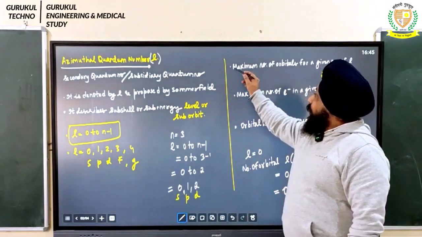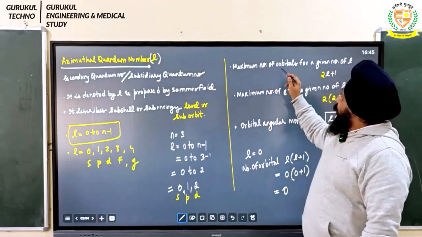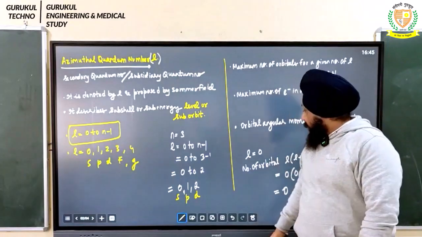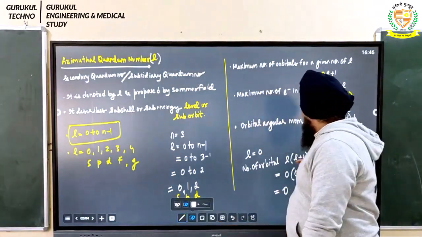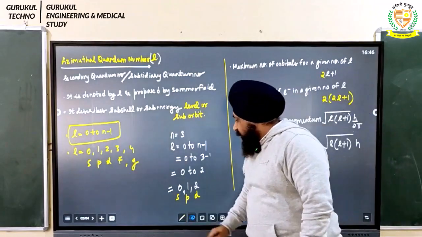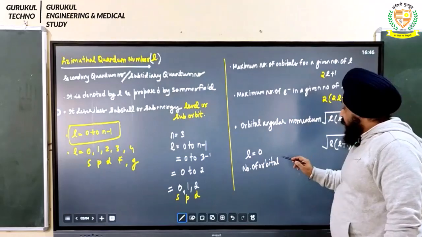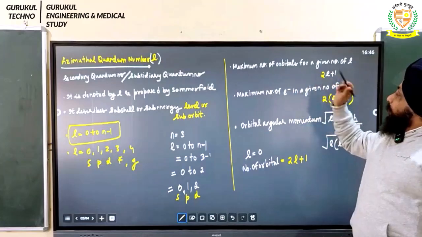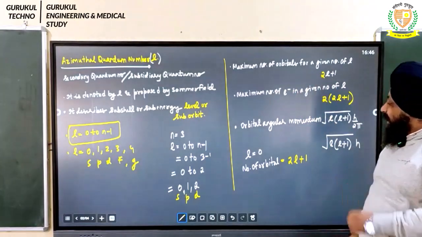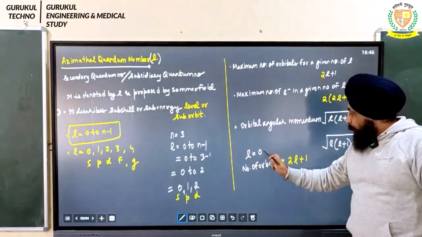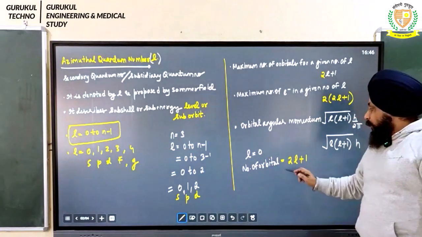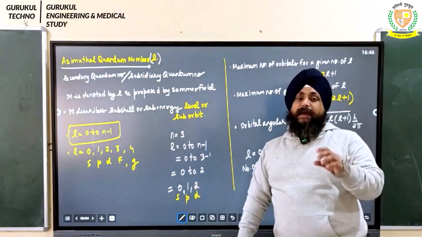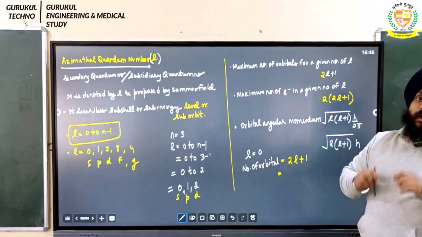We want to find out the maximum number of orbitals for a given value of l, and the formula we will be applying over here is 2l plus 1. Maximum number of orbitals for a given value of l. If the l value is 0, it will be an s orbital. An s orbital will have only 1 orbital.